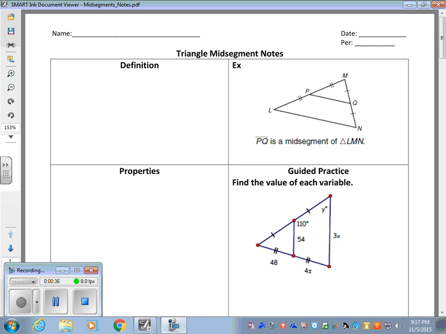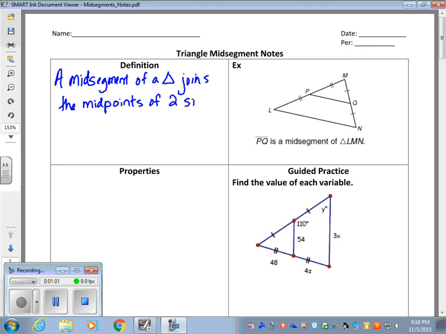So a midsegment, your definition basically, a midsegment of a triangle, and I'm just going to do my delta symbol, of a triangle basically just joins the midpoints of two sides, okay? So it joins the midpoints of two sides of a triangle.